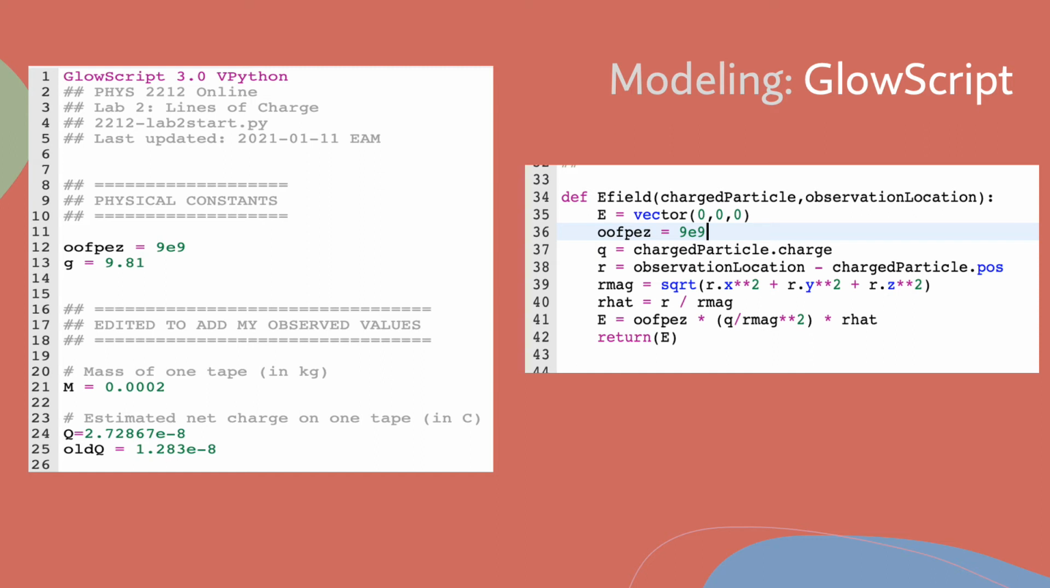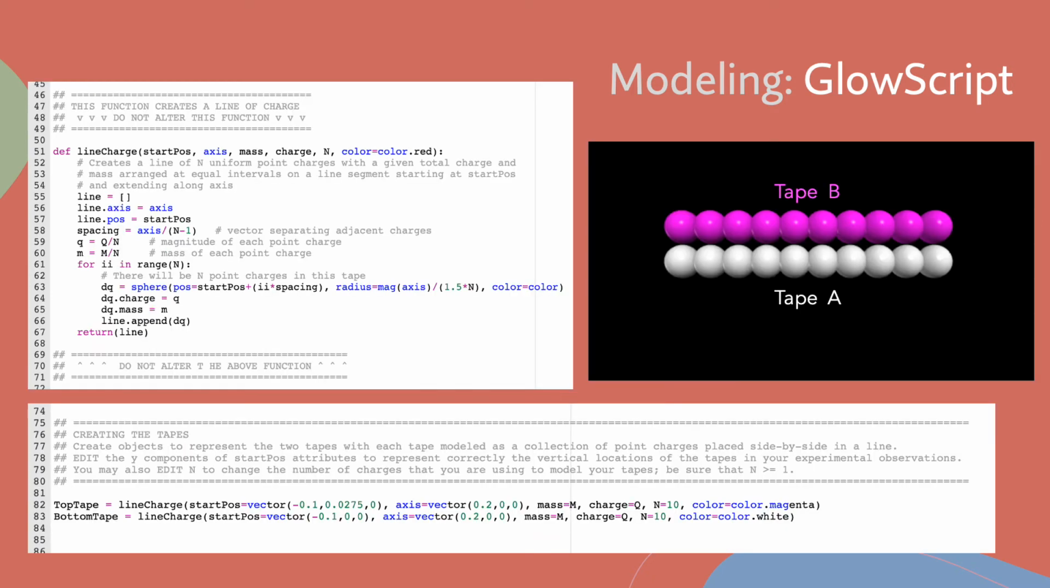After initializing values, the E-field function written in Lab 0 was defined. This function can be used to determine the electric field of a point charge. Then the line charge function in the starter code was defined. This function creates a horizontal line of point charges. The function was called twice to make two lines of 10 point charges each, a magenta line representing the top piece of tape and a white line to represent the bottom tape.